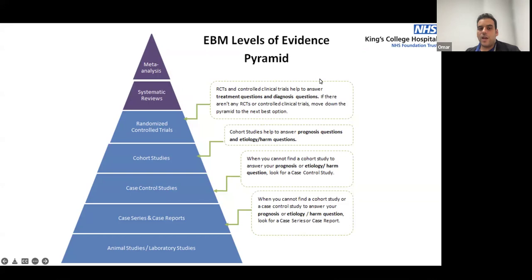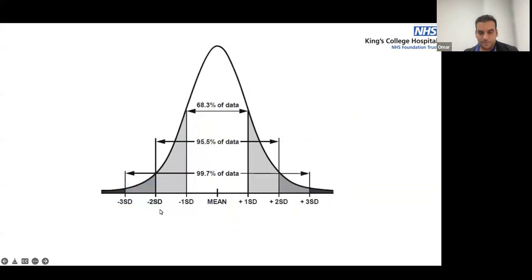Randomized control trial sits at the top of the pyramid, second only to a high quality meta-analysis or systematic review, which pools very high level quality of studies together to achieve an outcome. So the reason why a randomized control trial is at the top is because it is prospective, it is usually blinded, it's the least amount of bias compared to the others in the pyramid.